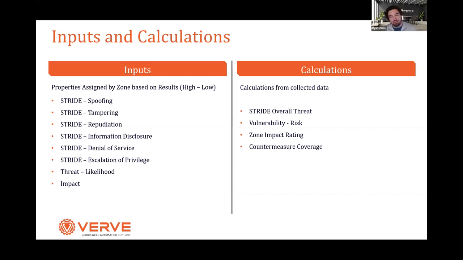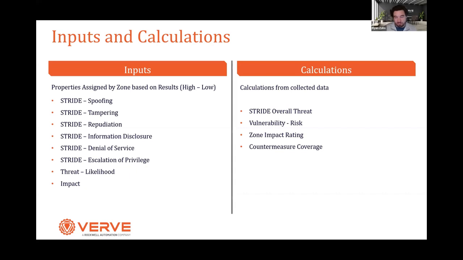And then finally, what are the calculations from that input? We have an overall threat that we get from the STRIDE model, and a vulnerability risk. So looking at just vulnerability data in particular, CVEs and their overall vulnerability as a weighting to the overall risk score. And one of the things you'll see is that it's usually a very small piece of the pie.